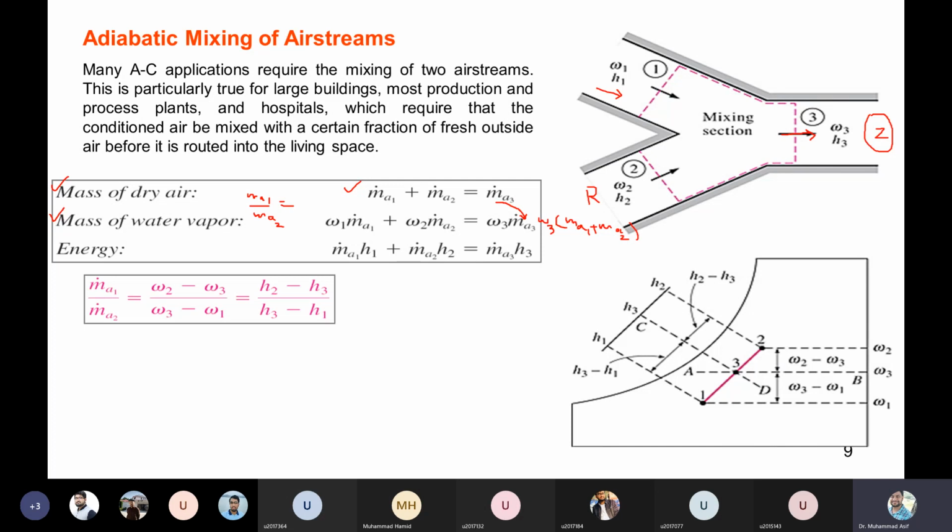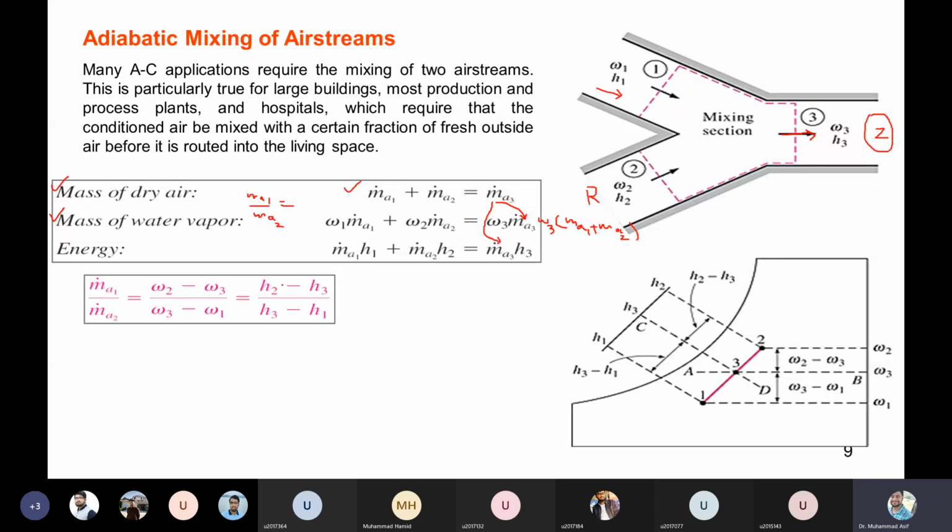Similarly, in the case of enthalpy, you replace the value of Ma3 and take the common factor, because on the other side you have Ma1. So you will get this ratio: Ma1 divided by Ma3, in terms of the specific humidity or in terms of the enthalpy.